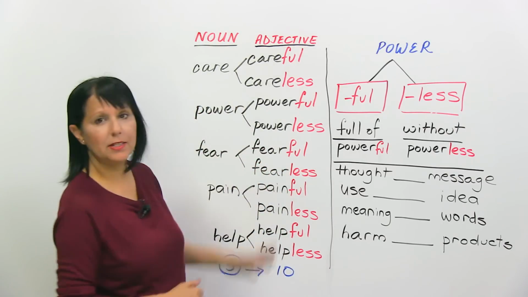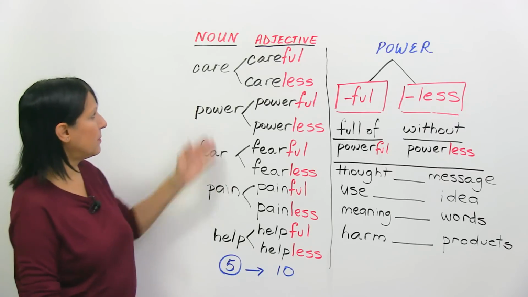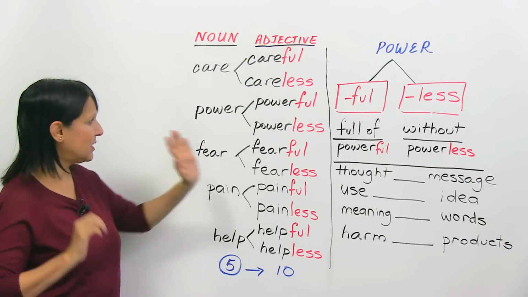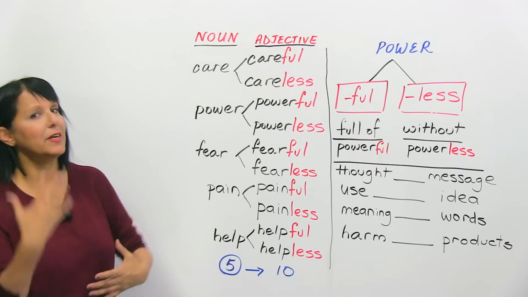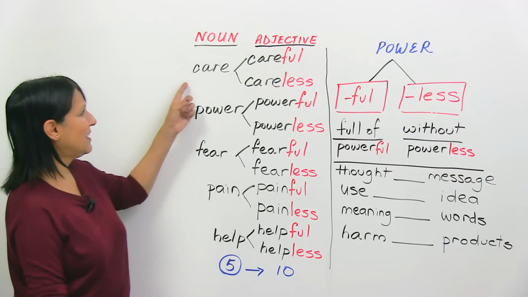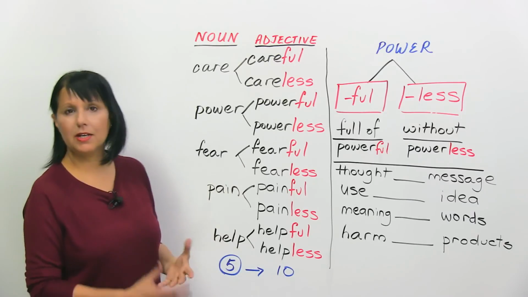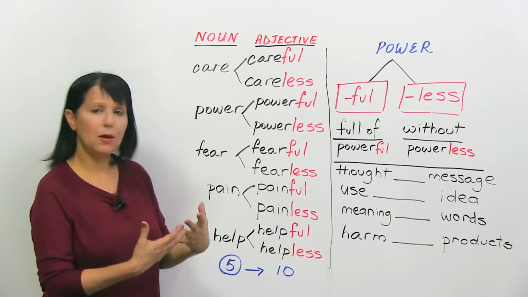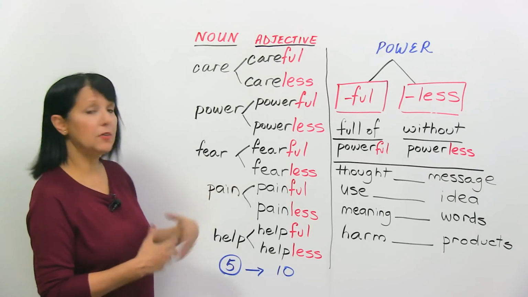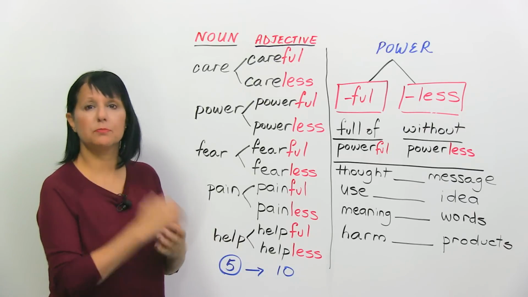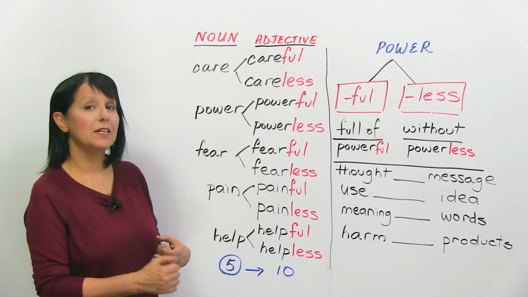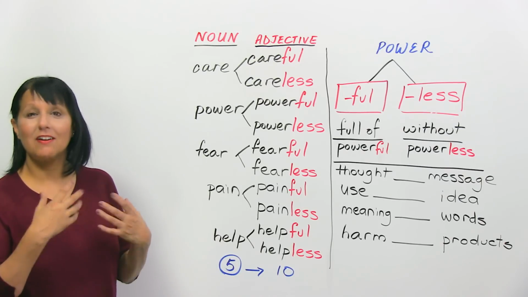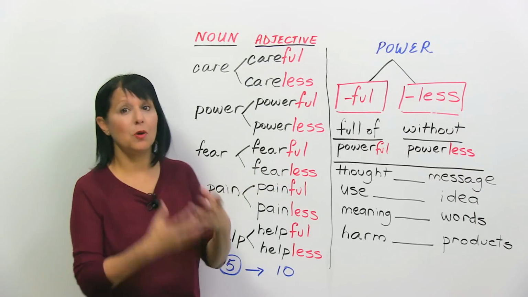All right? Let's look at many more words now. So, for example, we start with the nouns. Okay? We have 5 nouns. We're going to turn them into 10 words. All right? So, you're already multiplying your vocabulary. A careful driver or a careless driver. A powerful leader, as we said, or a powerless leader. A fearful person or a fearless person. In this case, it's good to be fearless. Without fear means that you are not afraid. And to be fearful means you are afraid, okay?